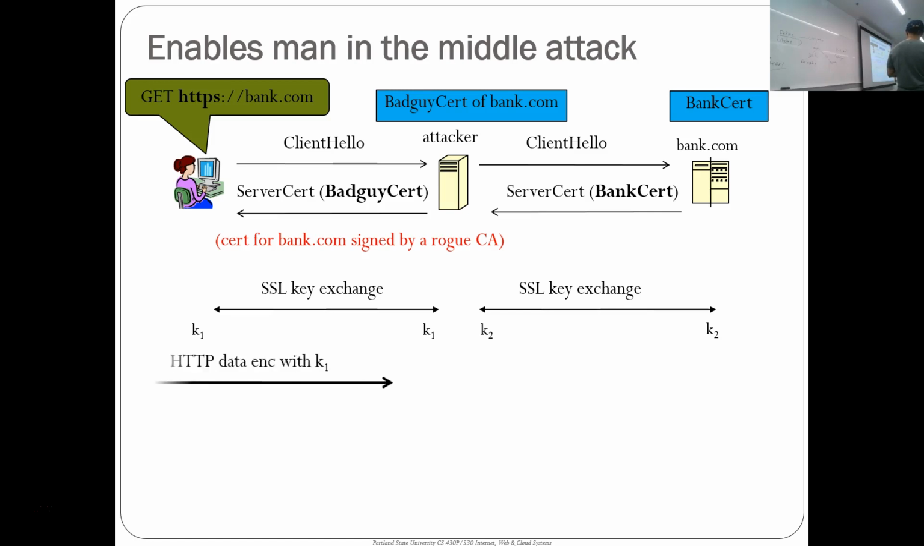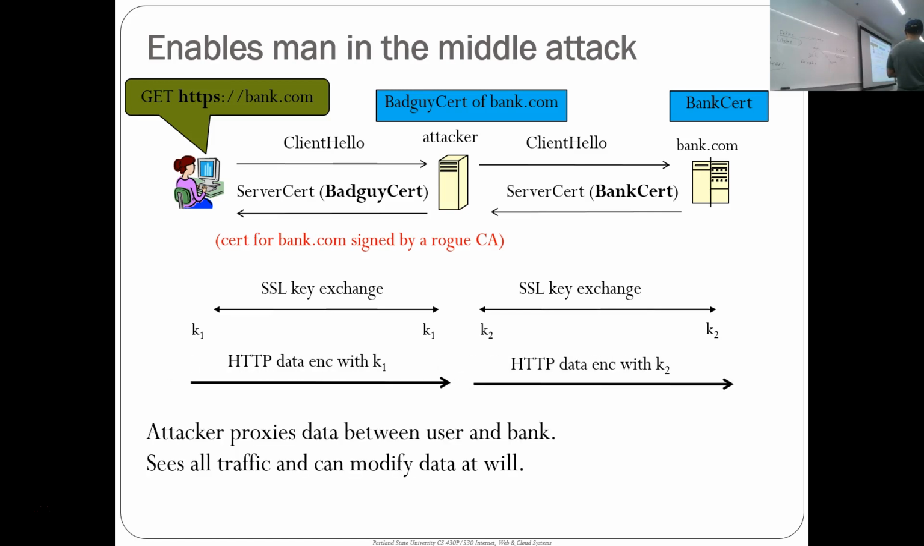And then all the attacker has to do is just forward the packet, decrypt it, re-encrypt it, and then you're in the middle. You can get all the transactions. Okay? So this is why having a compromised certificate authority allows you into all sorts of things you probably shouldn't be into. Okay, so that's bad.